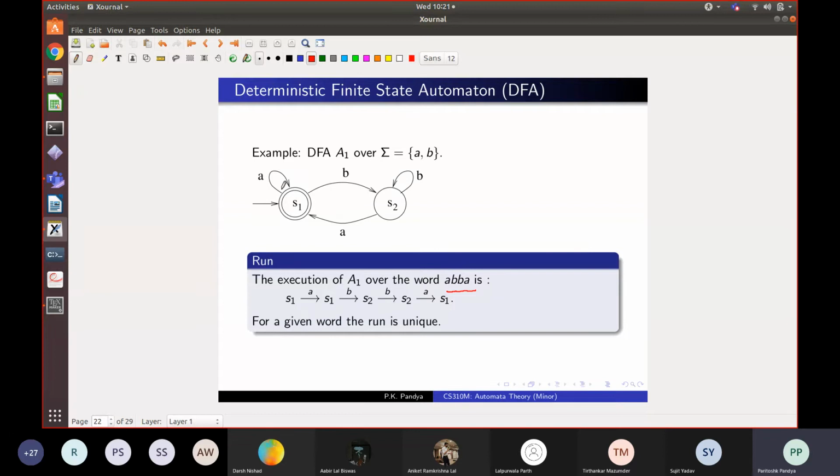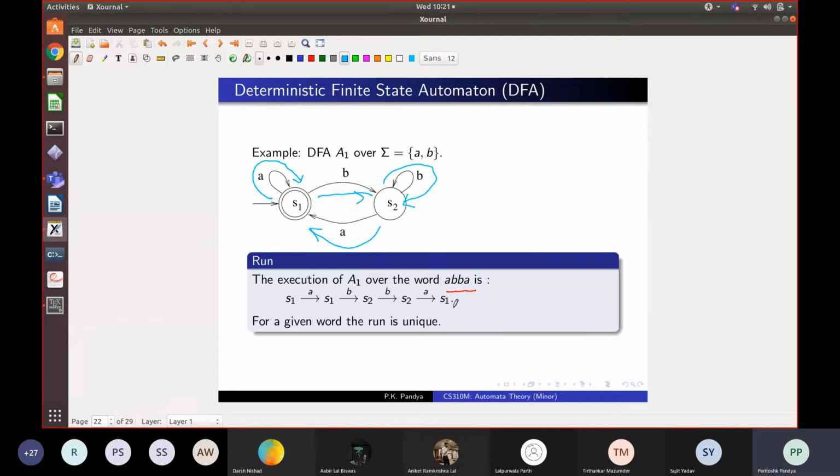On A, it will remain in S1, because we will follow, let me draw that in blue, this arrow. On occurrence of A, it will follow this arrow. Then a B will occur, so it will follow this arrow. Then another B will occur, so it will follow this arrow. And then an A will occur, so it will follow this arrow. So the execution is from S1, you go to S1, you go to S2, from S2 on a B, you go to S2.